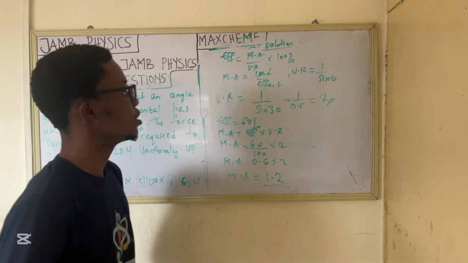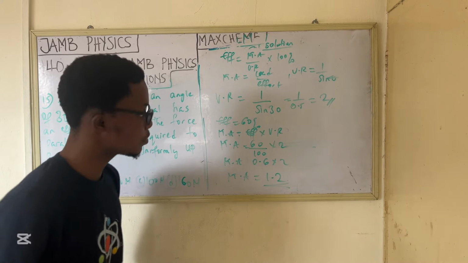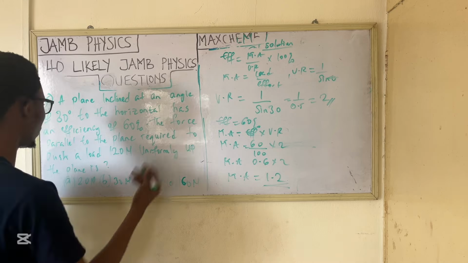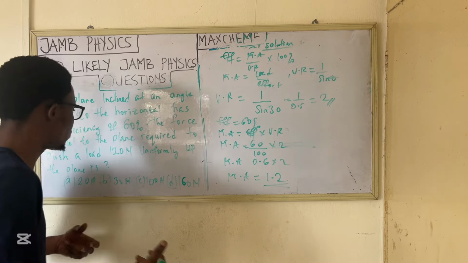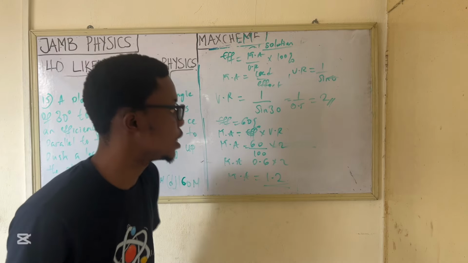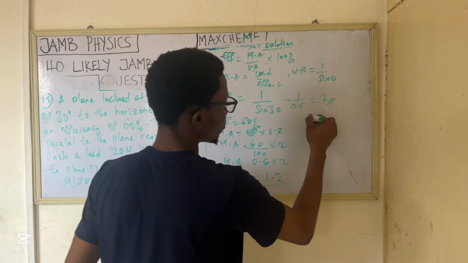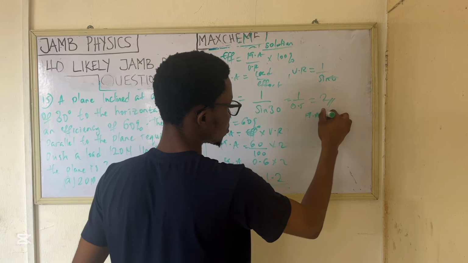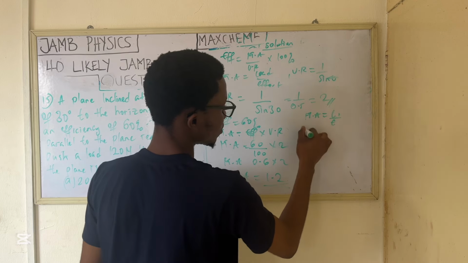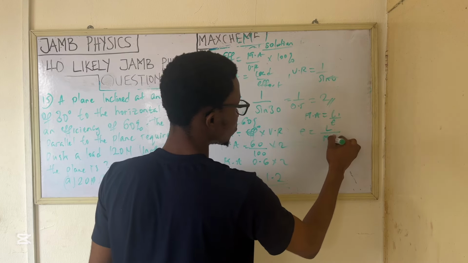Now we've gotten the mechanical advantage, how are we going to get the effort? That's what we are asked for: the force parallel to the plane required to push a load. You want to push something, so effort is required. So yeah, it is effort. Mechanical advantage is equal to load over effort, right? So how do we get effort? Effort is equal to load over mechanical advantage.